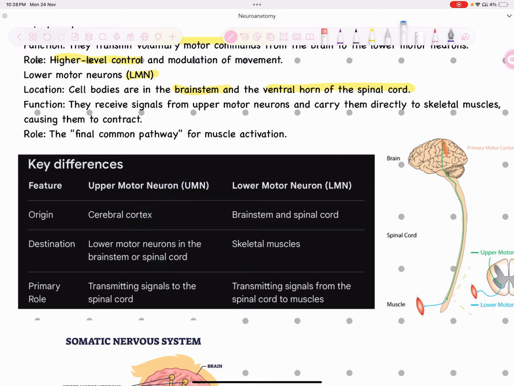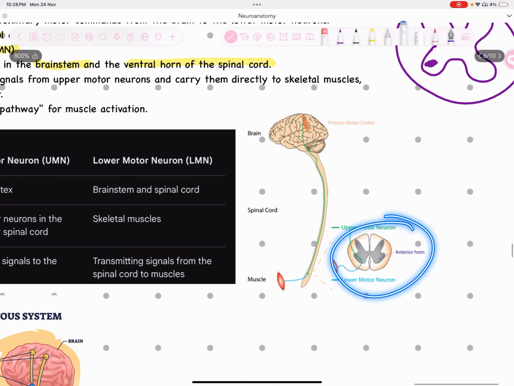And what about the lower motor neurons? Lower motor neurons, they're going to begin now either in the brainstem or the spinal cord, and then their ultimate destination will be the skeletal muscles. So this is very important. Now this diagram will help you understand this better.